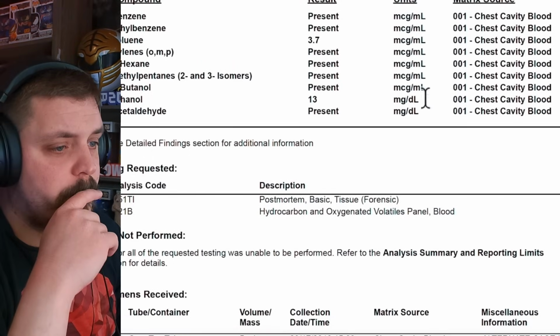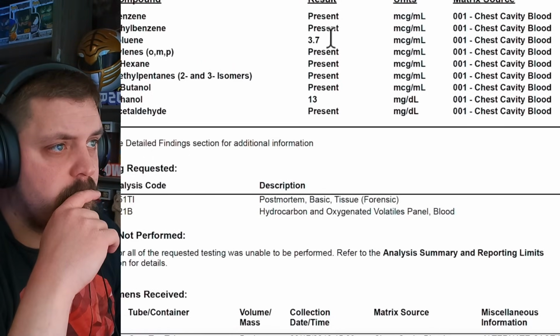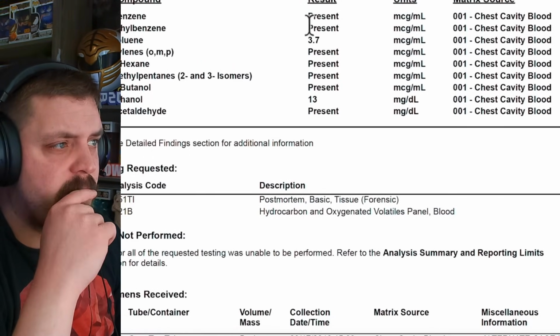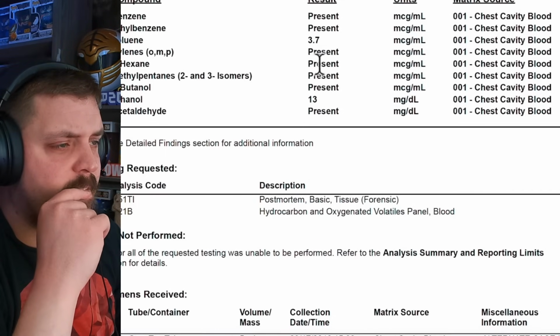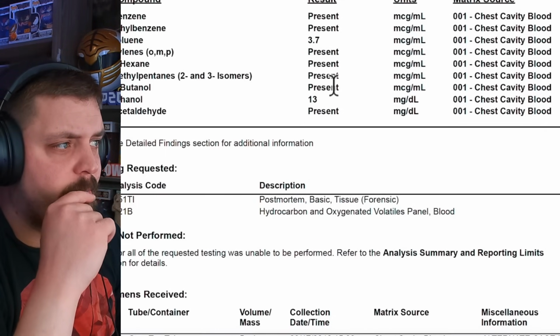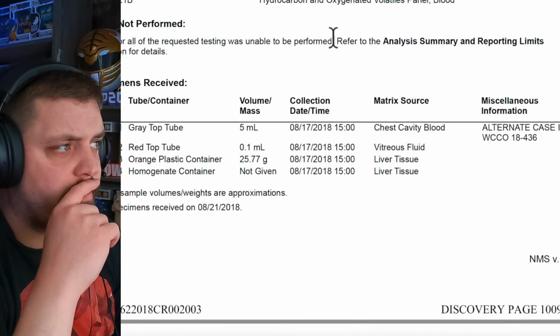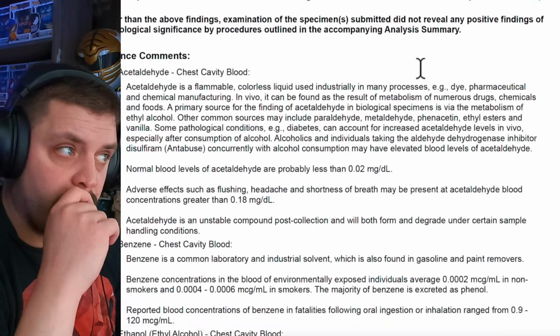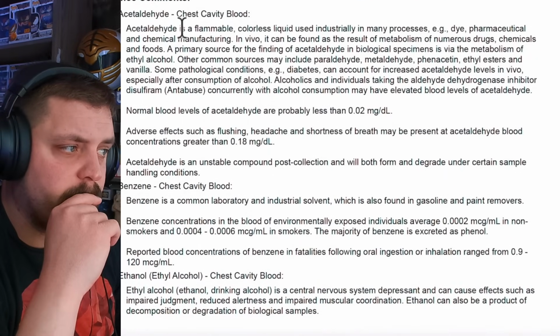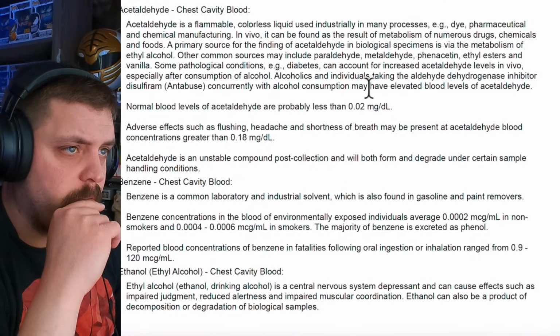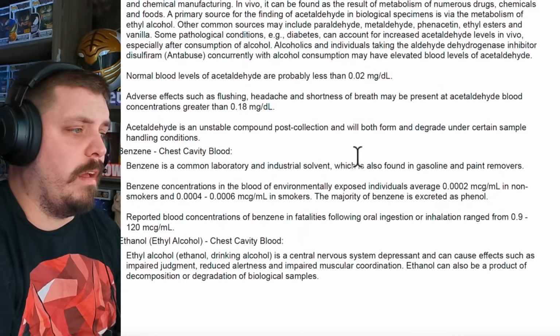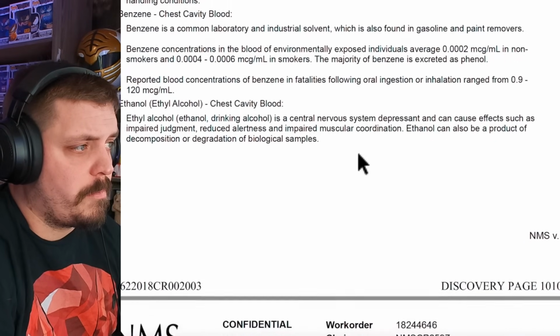Chest cavity blood, and you can see there's a wide range of toxins present. These would have been toxins that were actually in the crude oil, so pretty horrible. But it also says that there were other tests that were unable to be performed. So these are all the detailed findings: particular chemicals that were found, used in many industrial processes. Poor little Bella. So this was due to the crude oil.